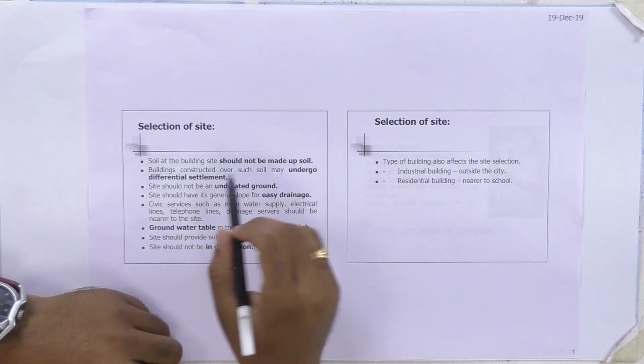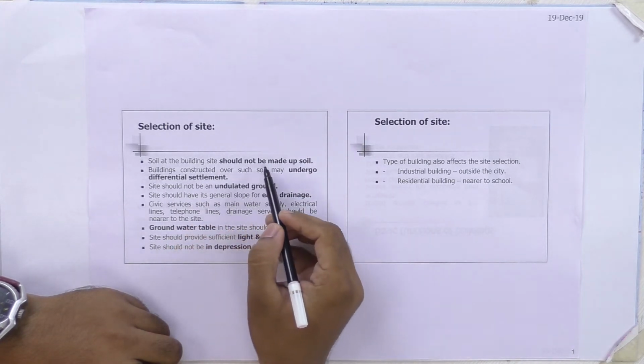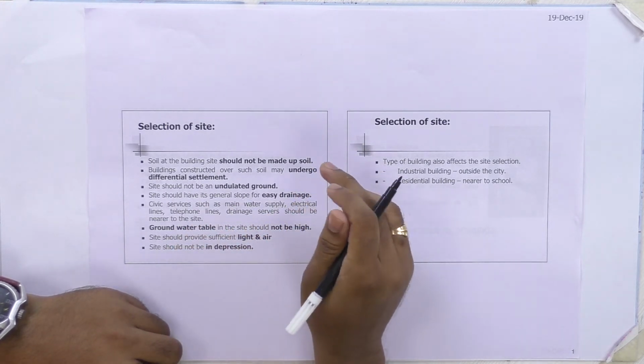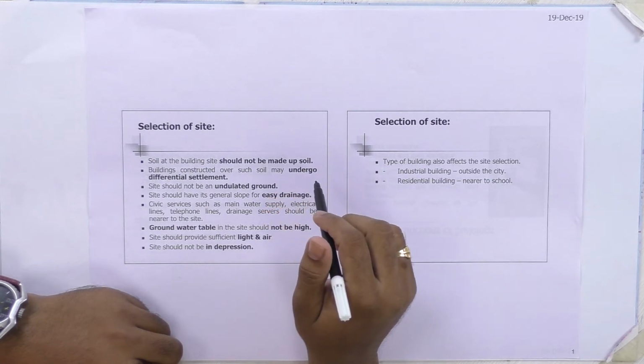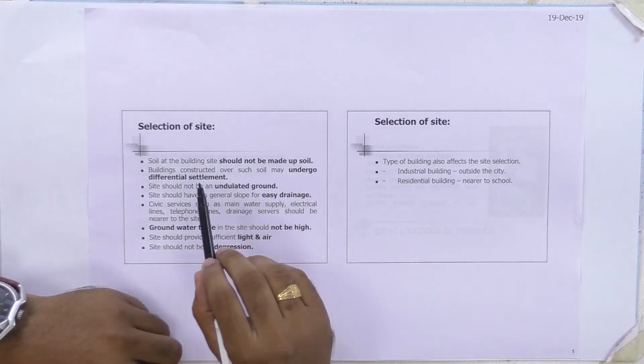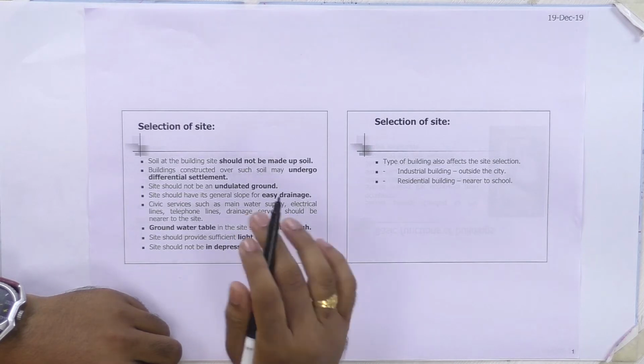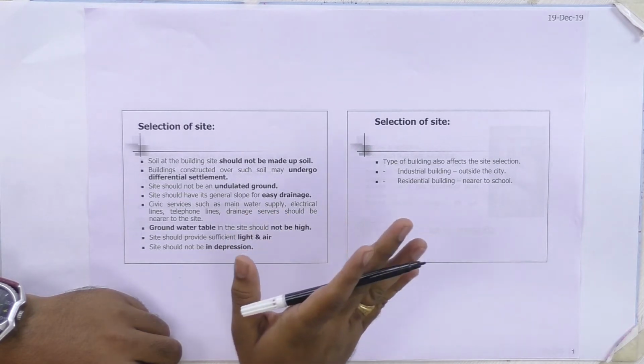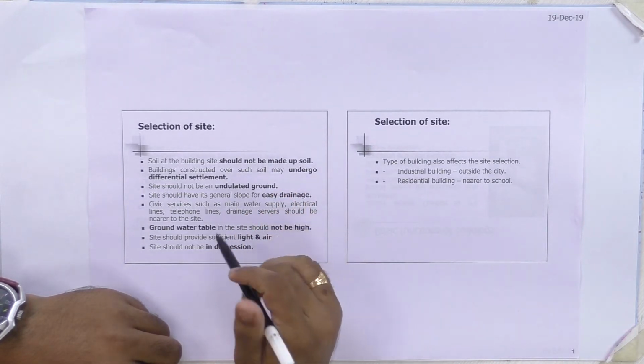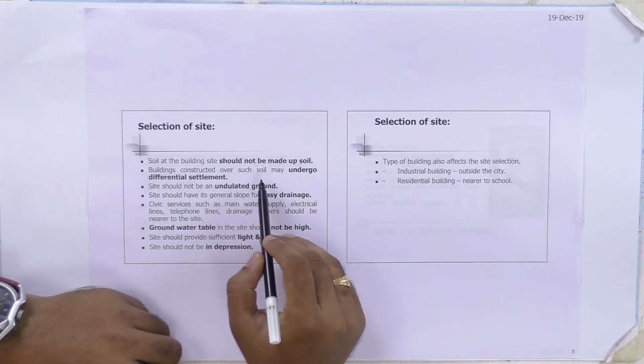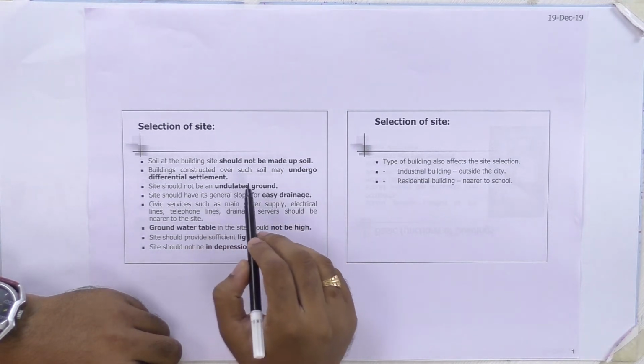First parameter is that the soil at the building site should not be made up of soil. So what does that mean? The soil should not be artificially filled in that particular site. The existing soil layer is enough. And the second parameter is that a building constructed over such soil may undergo differential settlement.